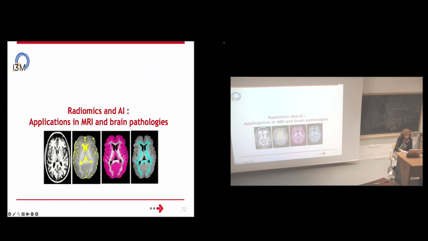So after all this information, I can show you some applications of radiomics and artificial intelligence, in the use of MRI in brain pathologies, for diagnosis and follow-up.